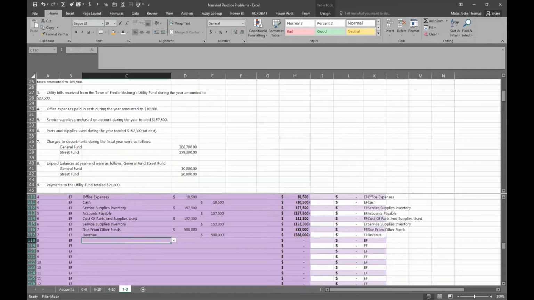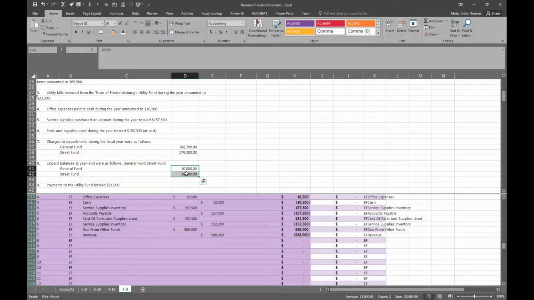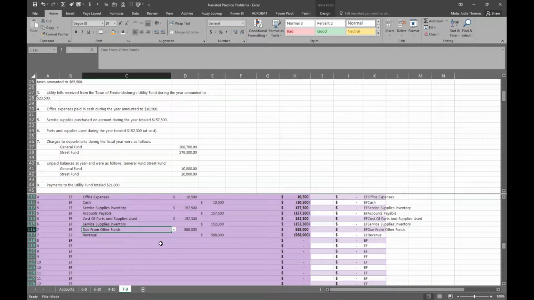Now, let's see. Unpaid balances at year end were as follows. So we're kind of looking at revenue again and due from other funds again. And the problems, this is an accounting class, an accounting problem, so they have to figure out a way to make it difficult for you to test your knowledge. So it looks like we got 10,000 and 20,000, making a $30,000 ending balance for due from other funds.